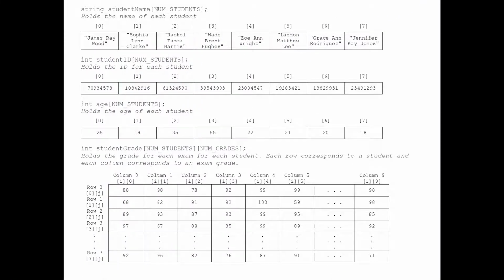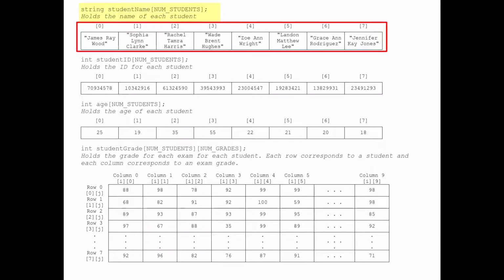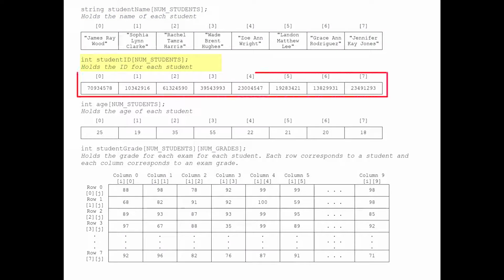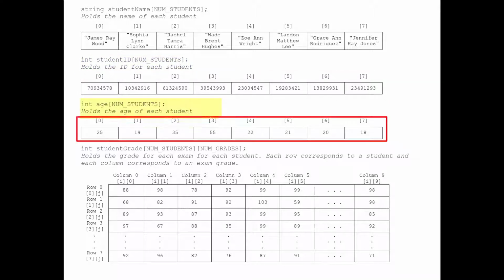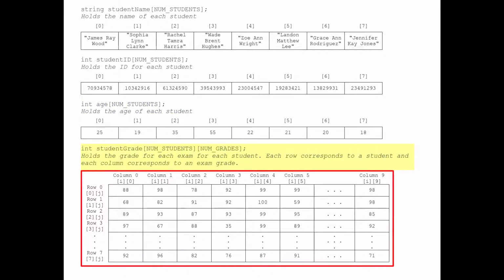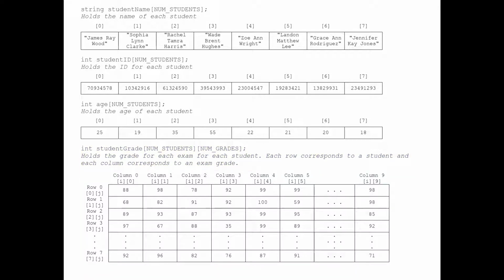I am going to first explain the arrays, what each of them holds, and the relationship between them. The array student name holds the names of 8 students. The next array, student ID, holds the ID for each of the 8 students. And the age array holds the age for each of the students. The two-dimensional array student grade holds 10 grades for each of the students. Let's look at the relationship between these arrays.